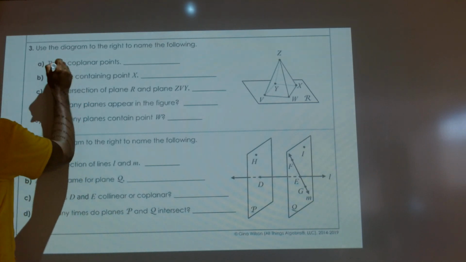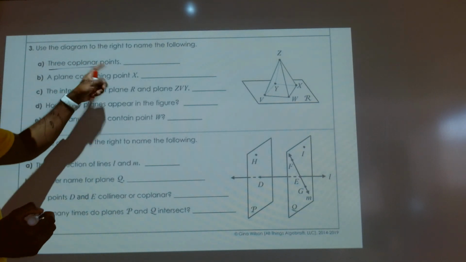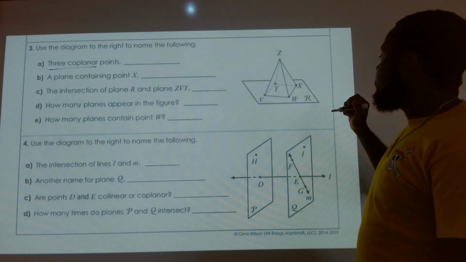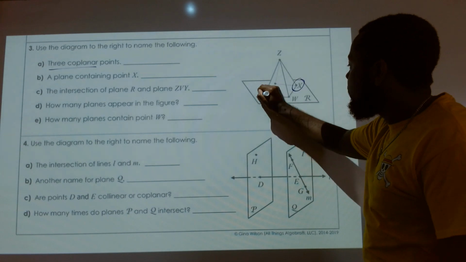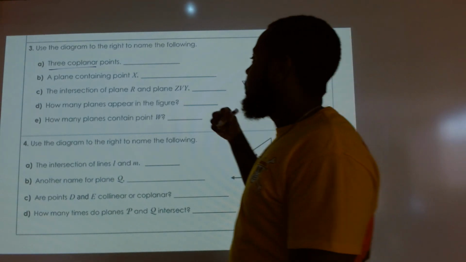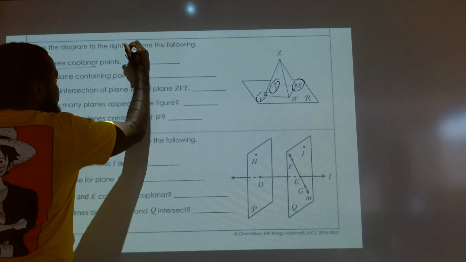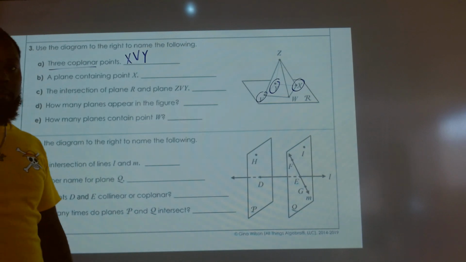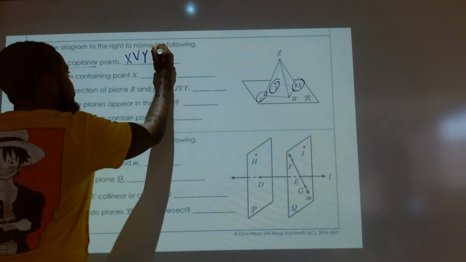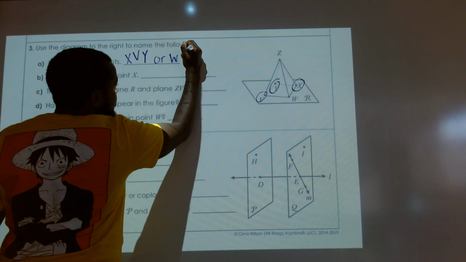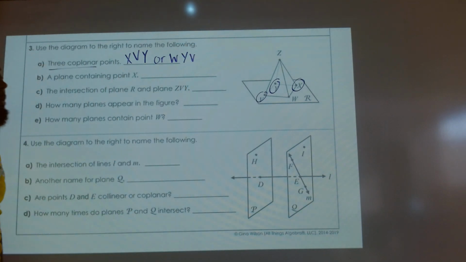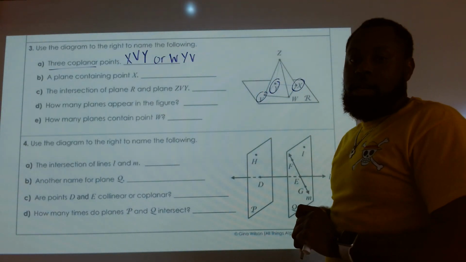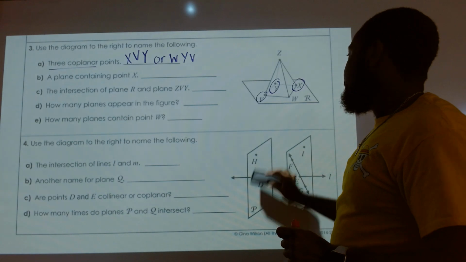So we're looking for three coplanar points. That means we need to find 3 points that are touching this flat surface. So we will have X, we can have V, and we can have Y. So our 3 points will be X, V, and Y. Okay? That is our answer. Or you can have W, Y, V. It does not matter which one you pick as long as those points are touching that flat surface. Alright? That's how you will understand that.